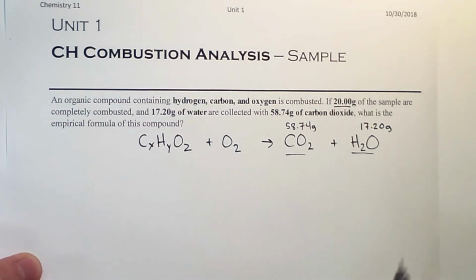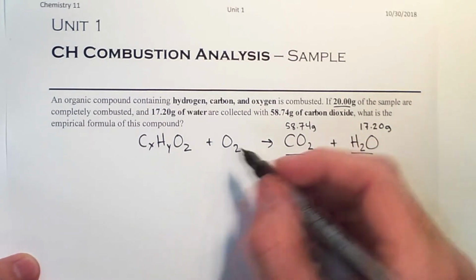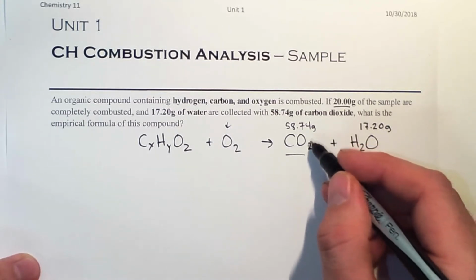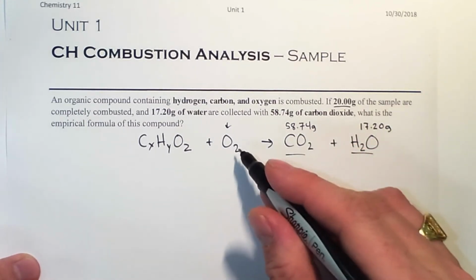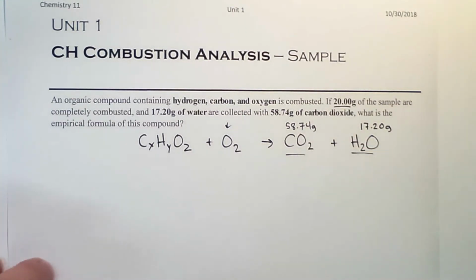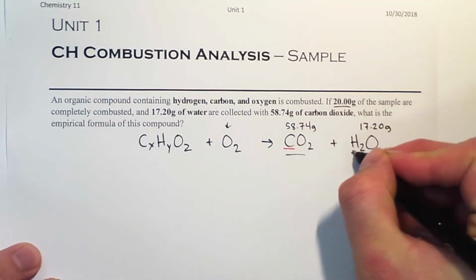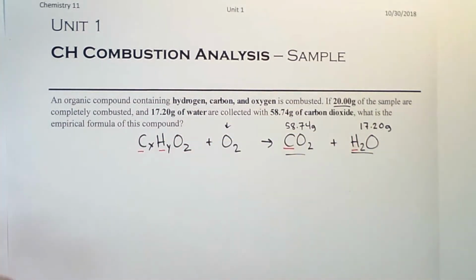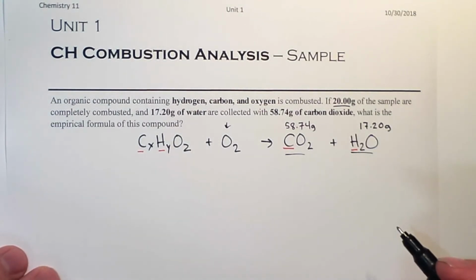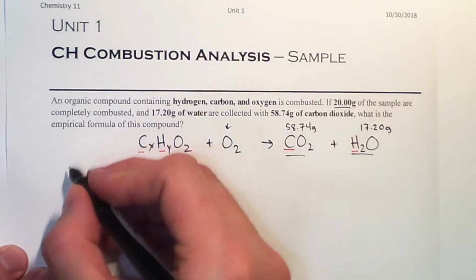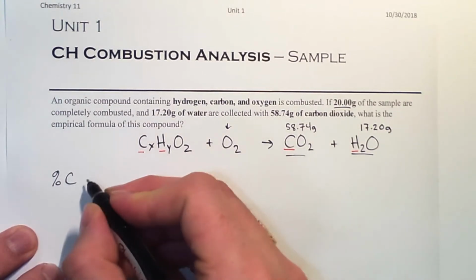Well, when we do this, we have to remember that we have added oxygen to this mixture. So the 58.74 grams includes oxygen that could have been in the compound or could have been added as a second reactant. So really all we can focus on for this type of problem is the carbon and the hydrogen, because those things only possibly could have come from our sample. So how we go about this is we look at the percent composition of carbon dioxide for carbon, and water, we look at hydrogen.